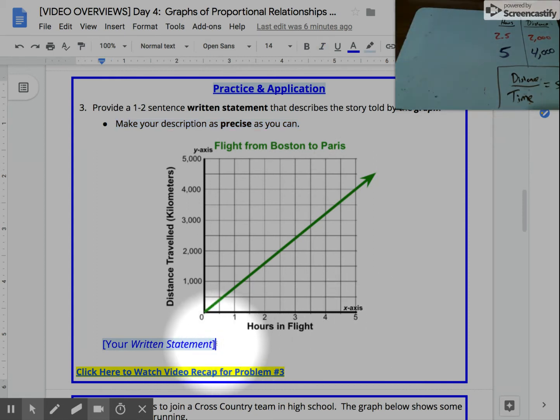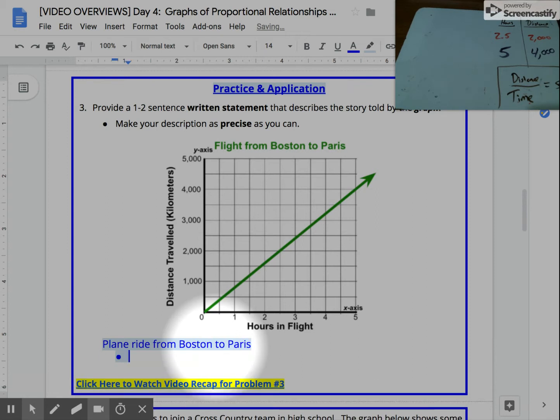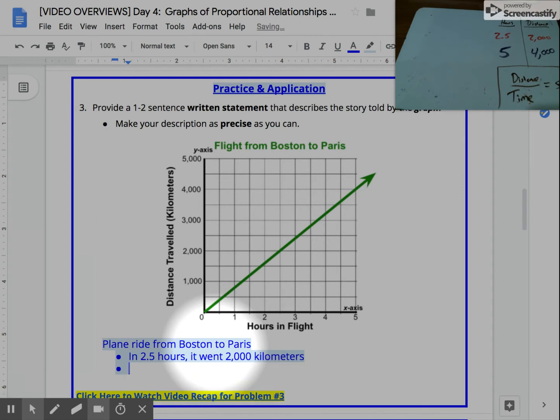So the first thing we can say in our written statement, if we start to talk about the story, is it's describing some kind of flight. So there's a plane ride from Boston to Paris. And when we talk about that plane ride from Boston to Paris, we know in 2.5 hours, it went 2,000 miles. Oh, sorry, they're not miles, they're kilometers. And we also know that in 5 hours, it went 4,000 kilometers.